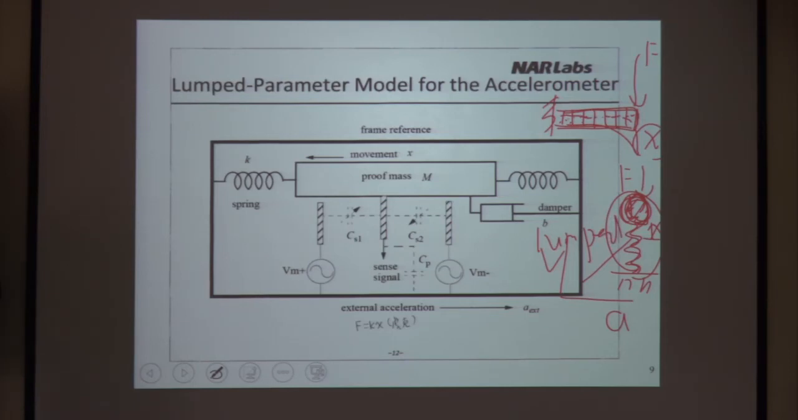This is distributed model. Means you distribute everything in the body. Distributed model. This is lumped model. But to have a lumped model, you need to know the K value. But how to get the K value?